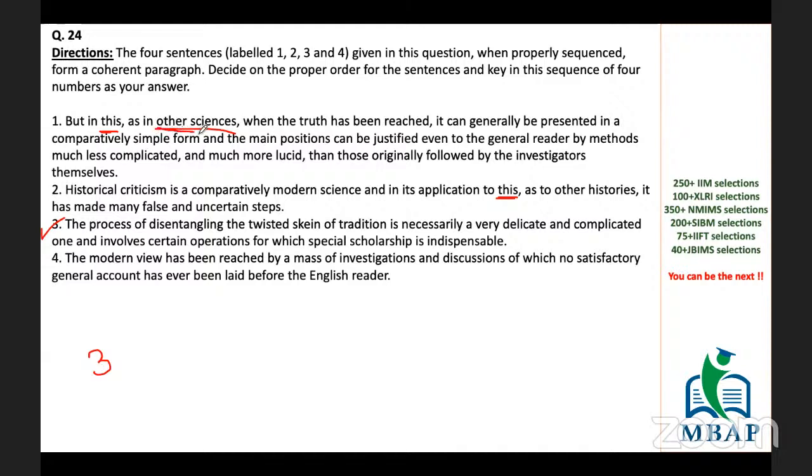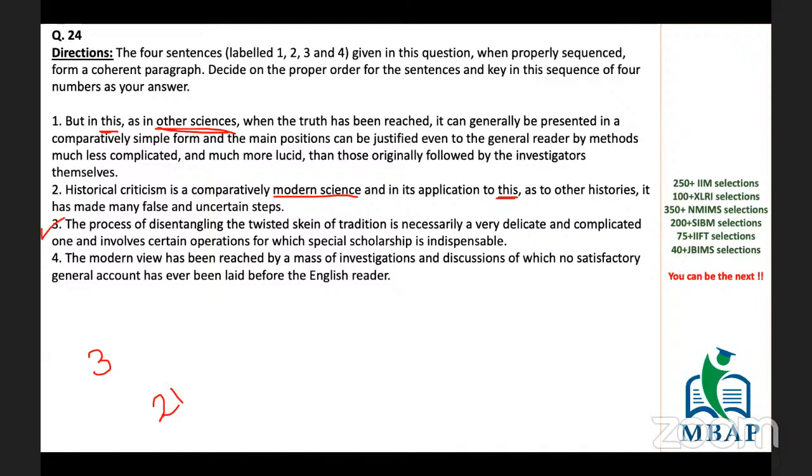Okay. Now, where have I talked about science? There is any other science. It is there in here, modern science. So historical criticism is comparatively modern science, and its application to this. As to other histories, it had made many false and uncertain steps. But in this, as in other science, when the truth has reached. Okay, so I can connect easily these two on the basis of modern science and other science. So one pair comes up, second and first.